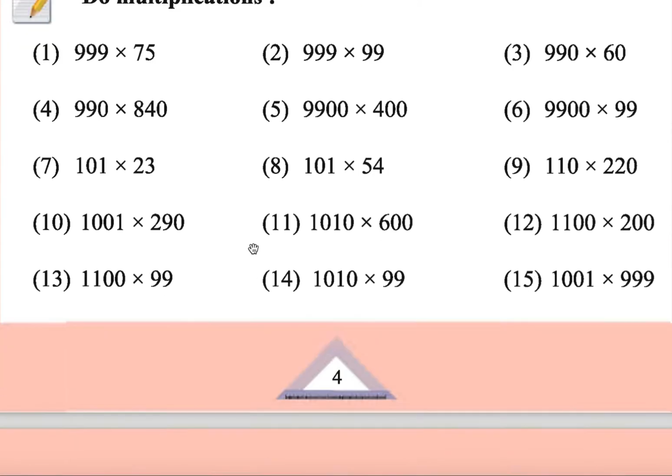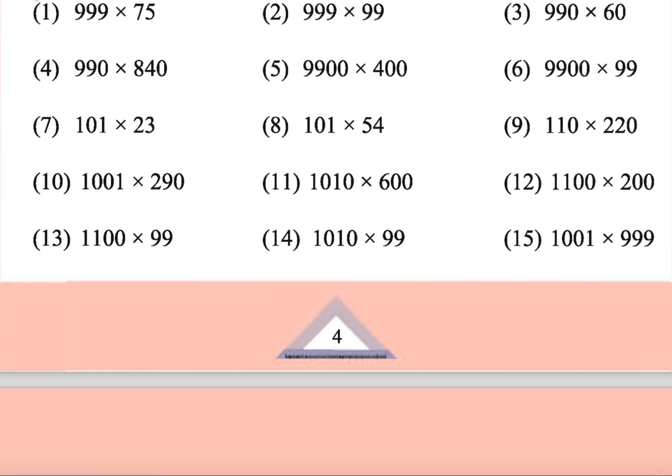What kind of solution are you asking? You're talking about these 999 should be written as 1000 minus 1, into 75. So nothing but 75 zeros minus 75. What is the answer then?